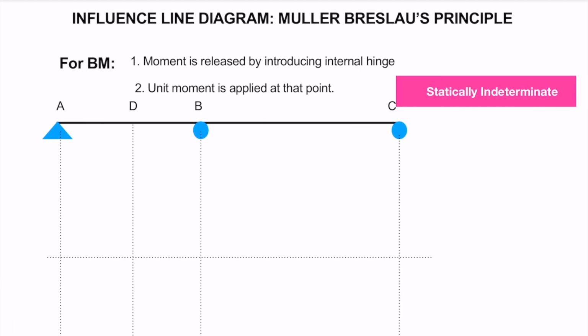Let's see for the bending moment now. Suppose we need to find the ILD for bending moment at point D. The first step is we will introduce an internal hinge here. Second step is we will apply this unit moment here like this. So let's see what is the deflected shape. So the deflected shape of the beam will be like this, because this part is restrained, this part is restrained and this part is restrained. So the deflected shape will be roughly this. So this will represent the ILD for bending moment at point D to some scale.